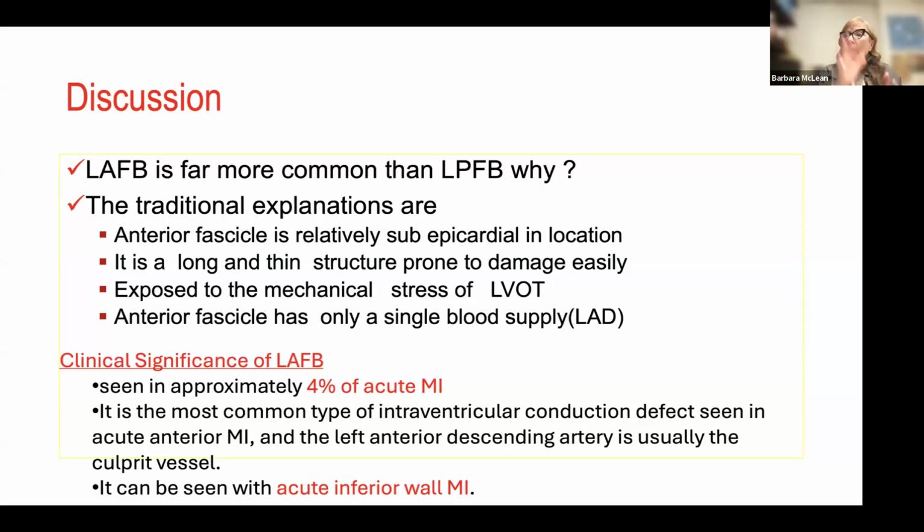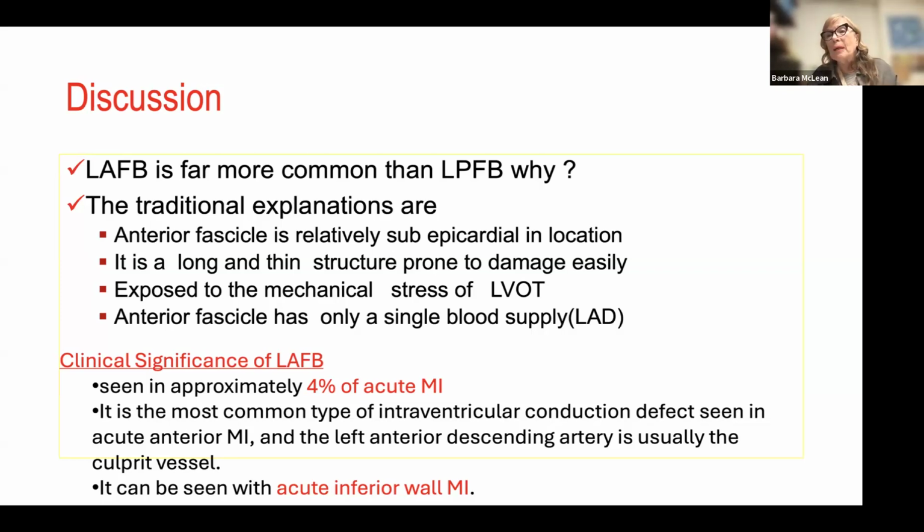ventricular transit time, the opening of the aortic valve and all that stress as there's an outflow, that's the left ventricular outflow tract or transit time, which actually is very stressful and it stresses the anterior fascicle, but most importantly, only one blood supply. So in about 4% of acute myocardial infarction, you are going to see an LAFB. It is the most common intraventricular conduction deficit whenever you have an acute anterior MI, and you may not have a right bundle branch block. You may only have a left anterior fascicular block.